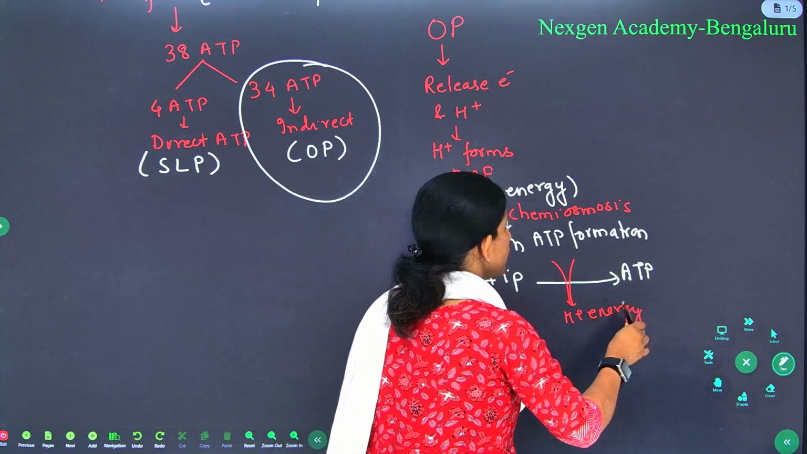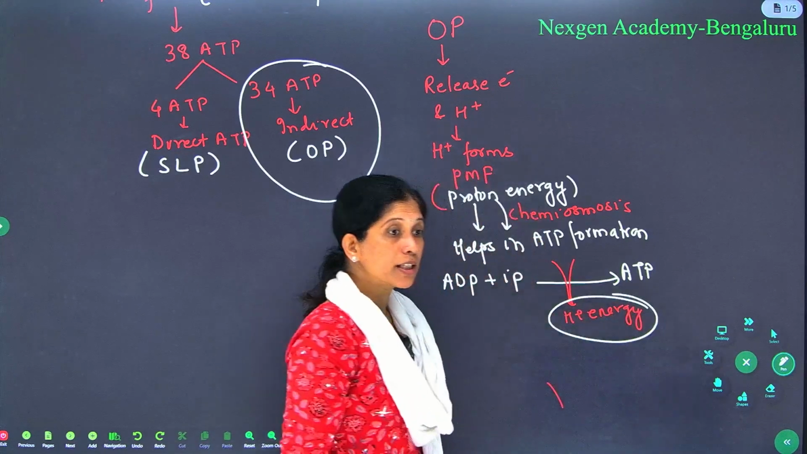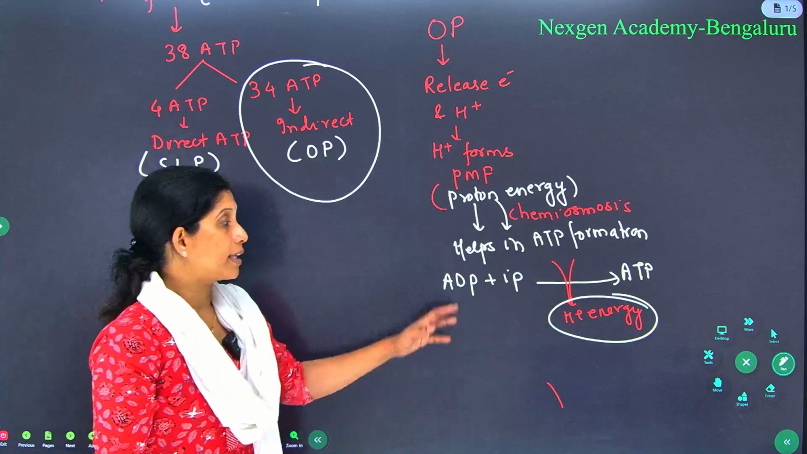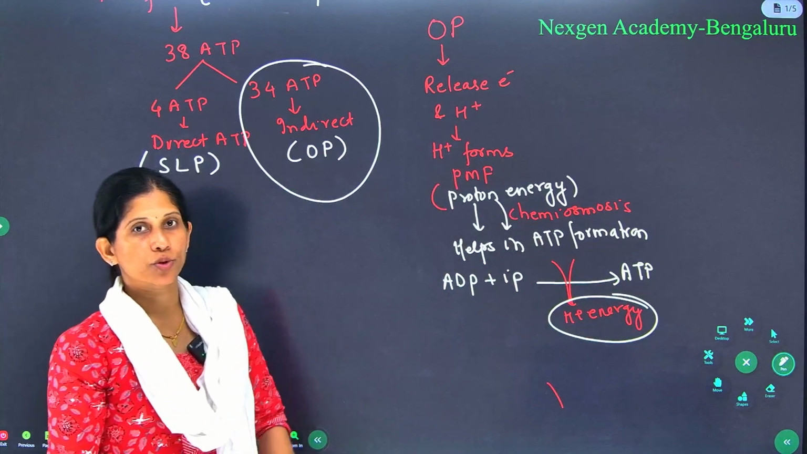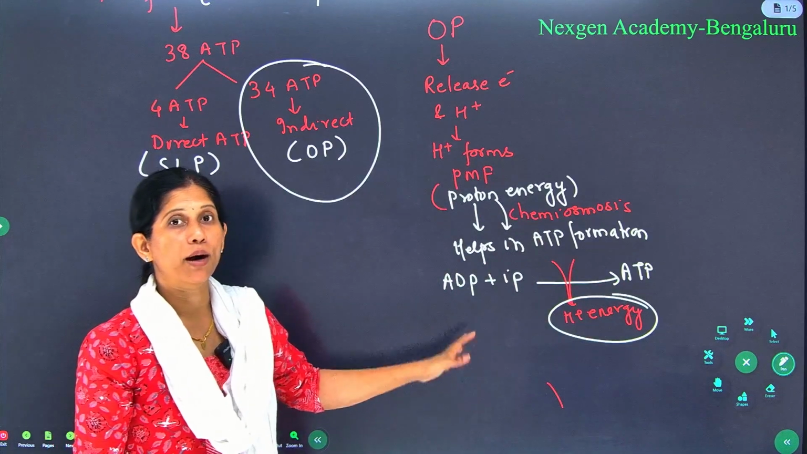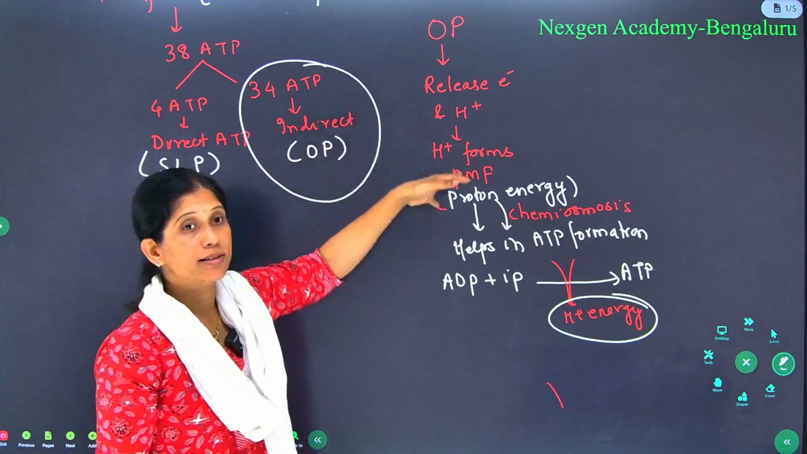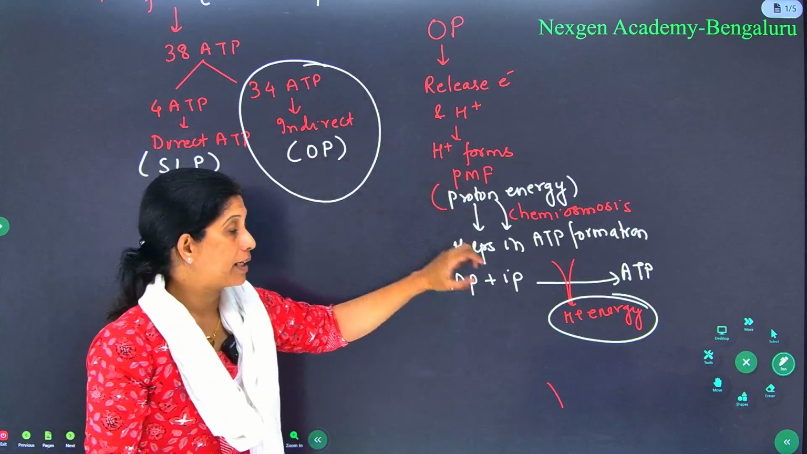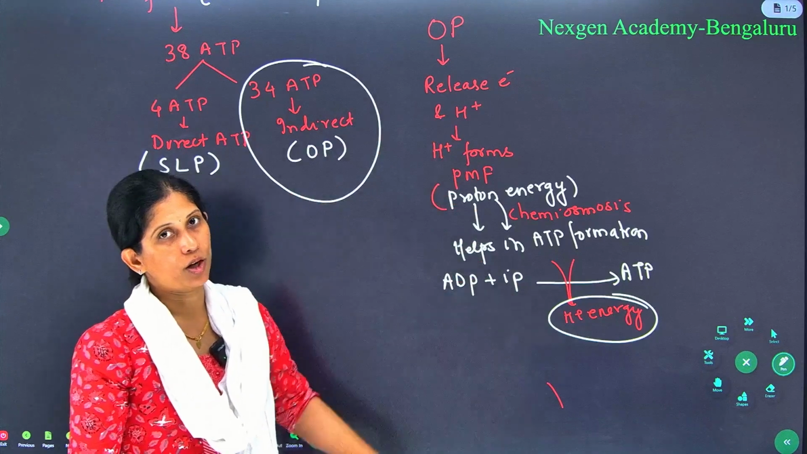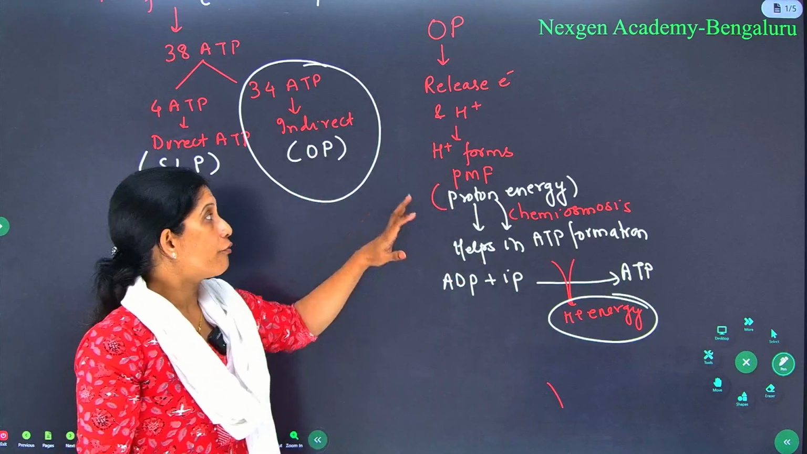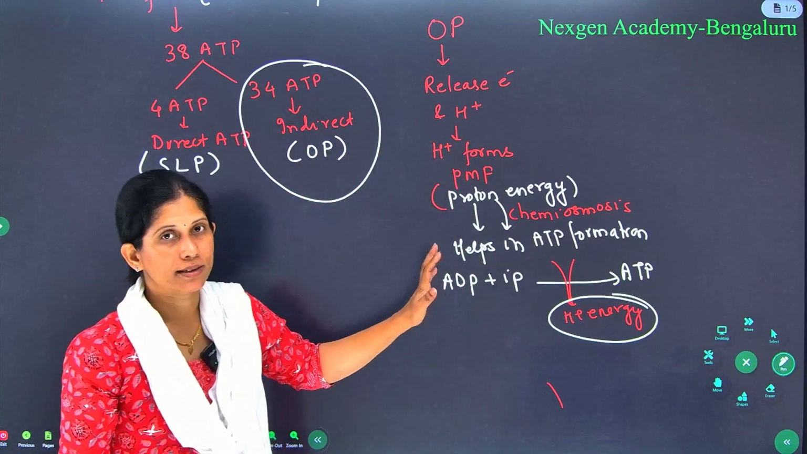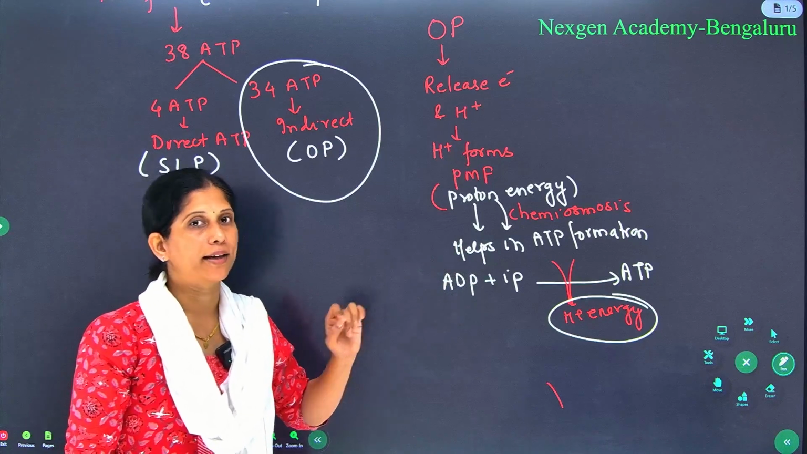So this is what I was talking about. This process which is happening here is what you call chemiosmosis. So everything is combined into one. We have oxidative phosphorylation here, we have electrons getting moved here, and ultimately we also have chemiosmosis. So for this to happen in a cell, there are certain requirements.